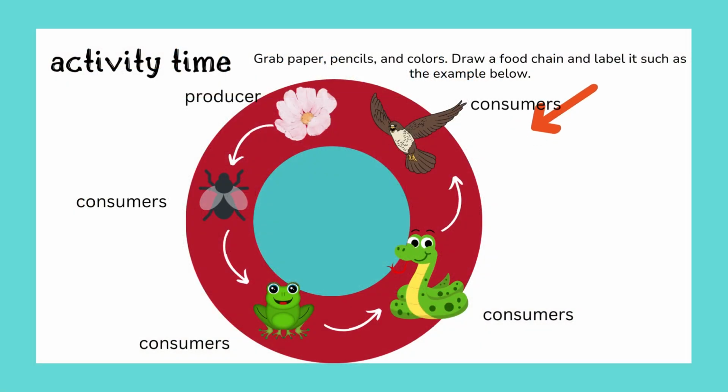Well, it's activity time. Grab paper, pencils, and colors. Draw a food chain and label it, such as the example below.